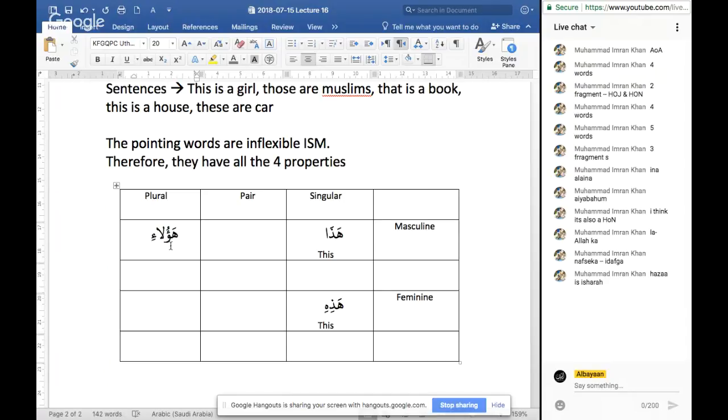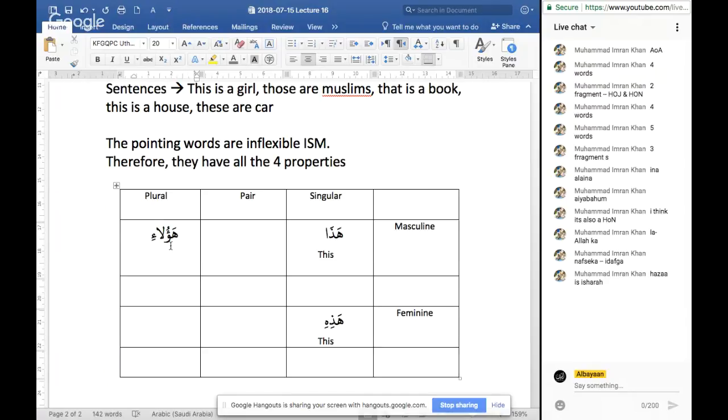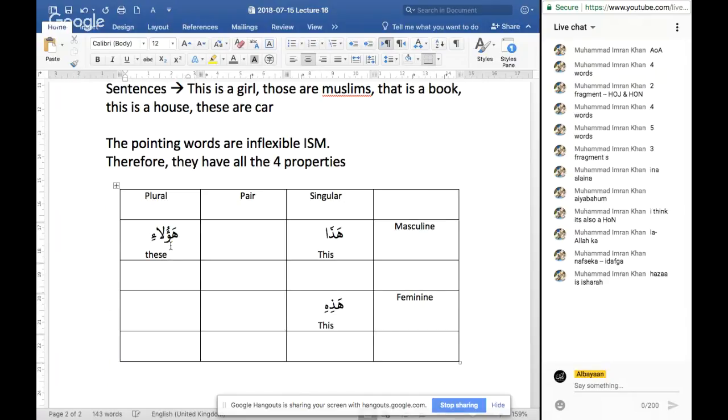Okay. Ha'ula'i. Plural is ha'ula'i. If haza means this, what would the plural mean? Means these. Okay? Ha'ula'i means these. It's masculine. Haza, ha'ula'i. Both masculine. First one is this, and the last one is these. Okay?